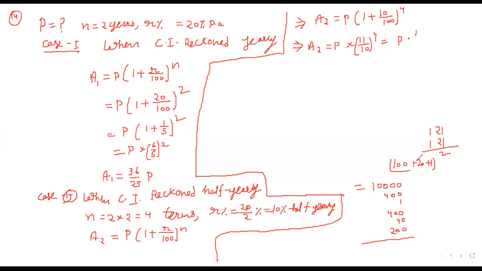We write again, 100 square is 10,000, 20 square is 400, plus 1 square is 1, again 2AB. So it is 4,000, not 400. Okay. Now add. 641.